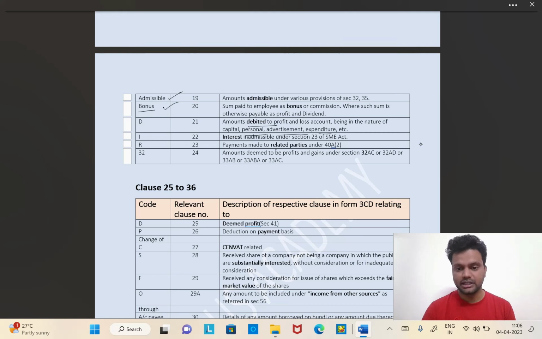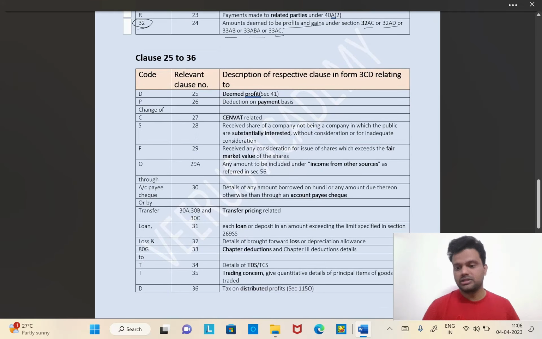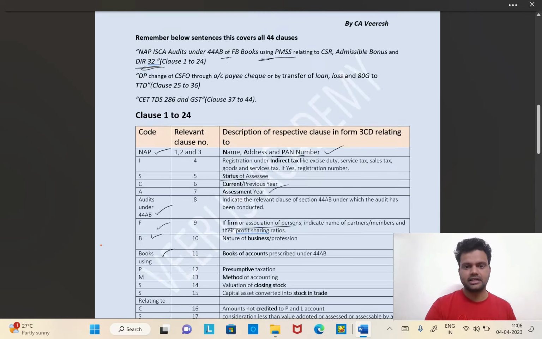And then I mentioned 32. 32 means section 32. Amounts deemed to be profits and gains under sections 32AC, 32AD, 33AB, 33ABA. These are special provisions, and there are some profits and some allowances in these particular provisions. That's why I mentioned the 32, so you will be able to remember section 32, right? It is not depreciation. There are other special provisions. That's the meaning of 32 here. Now it comes to the next sentence.